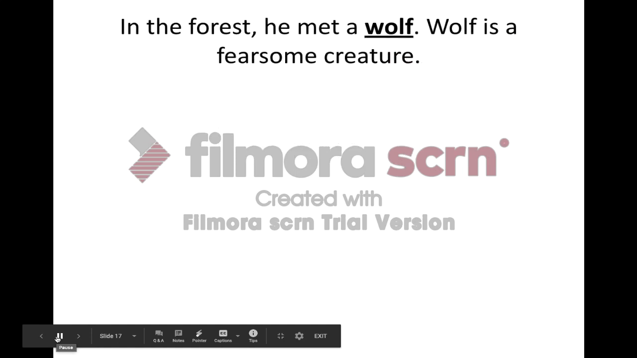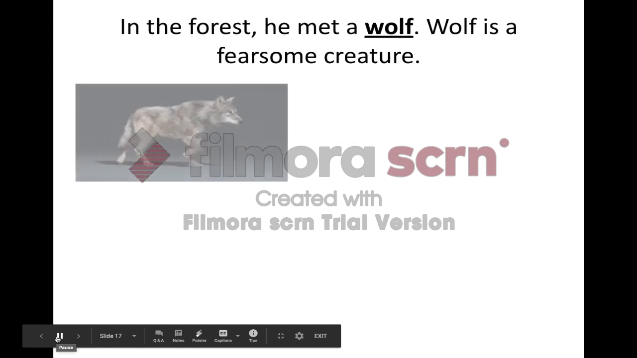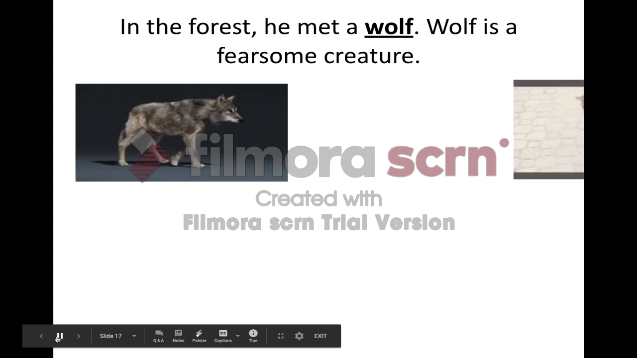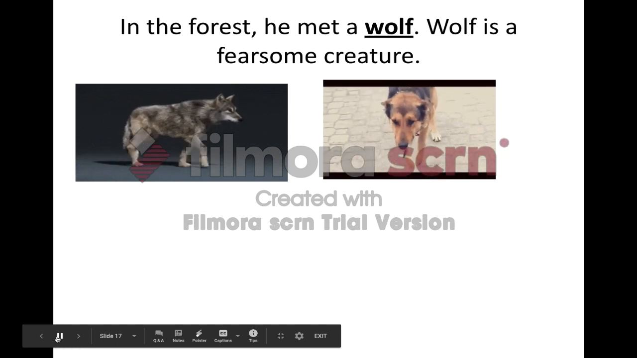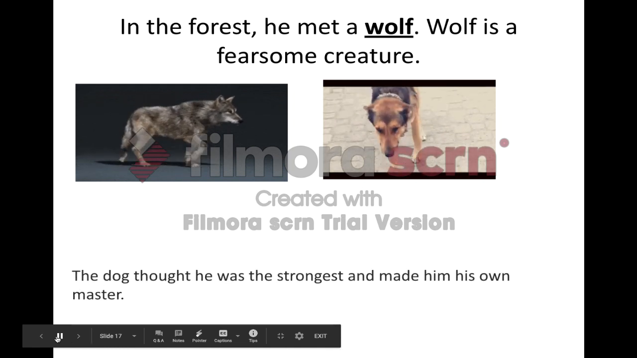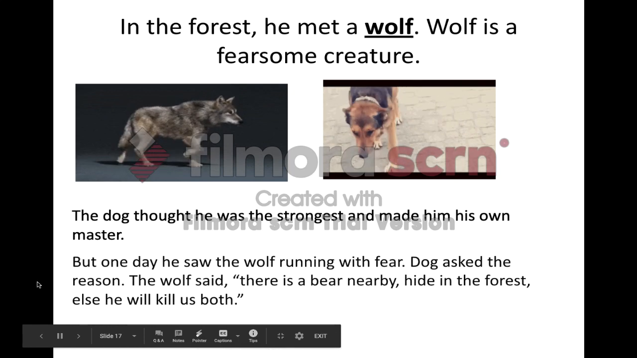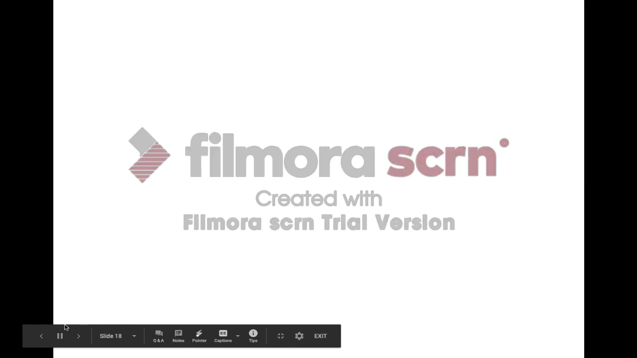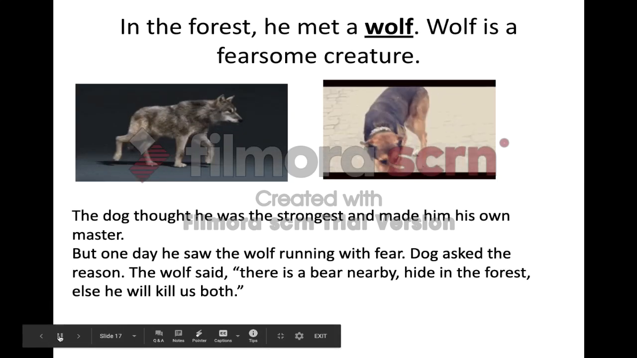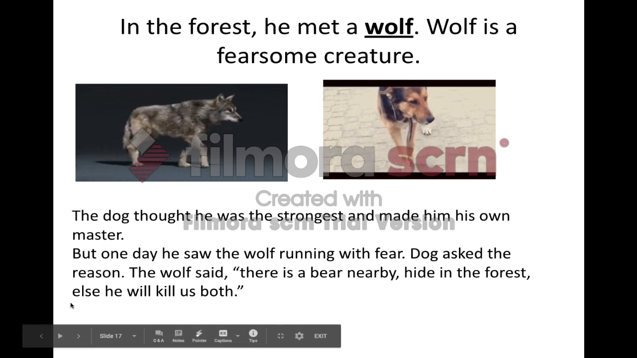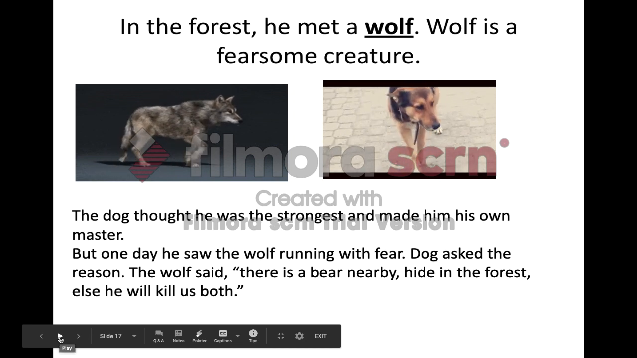In the forest, he met a wolf. Wolf is a fearsome creature. The dog thought he was the strongest and made him his own master. But one day he saw the wolf running with fear. Dog asked the reason. The wolf said, "There is a bear nearby. Hide in the forest, else he will kill us both."